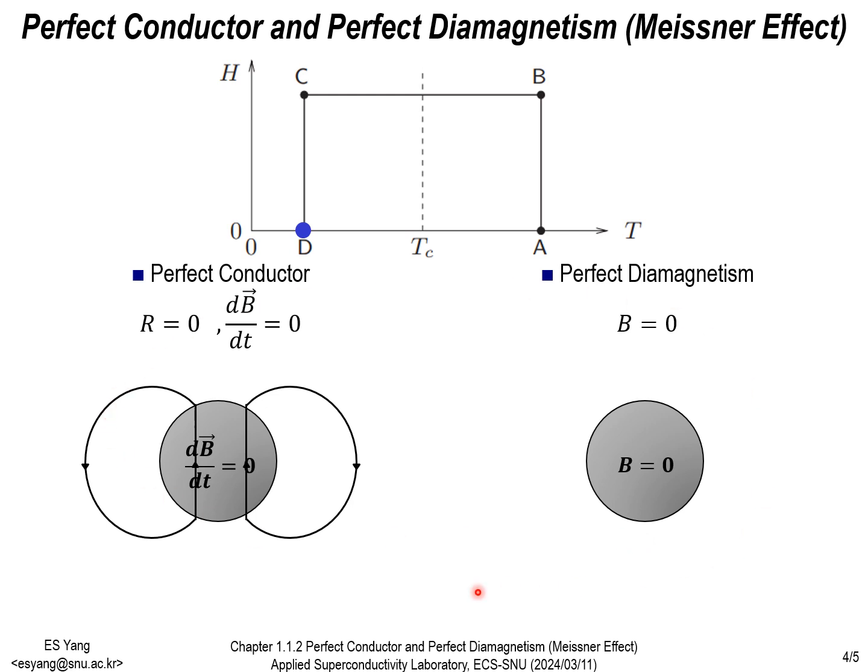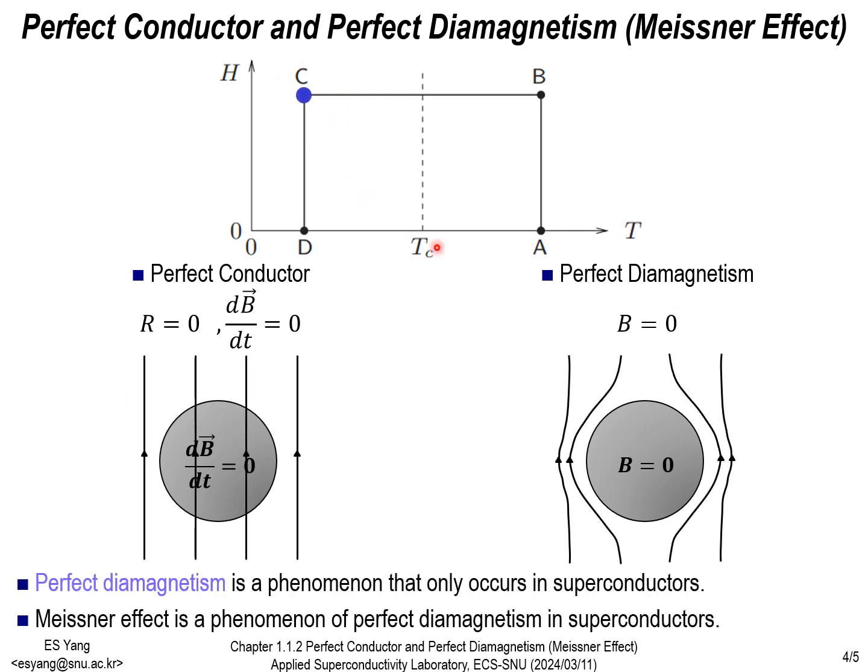If we revisit point C in the process we just discussed, we can clearly see the difference between the two concepts. These two concepts are distinctly different, and perfect diamagnetism is a phenomenon unique to superconductivity. Additionally, the Meissner effect refers to the manifestation of perfect diamagnetism in superconductors. It's worth noting that the Meissner effect cannot be explained solely by Maxwell's equations, and the precise equations will be explained in Chapter 1.1.4 of the lecture.